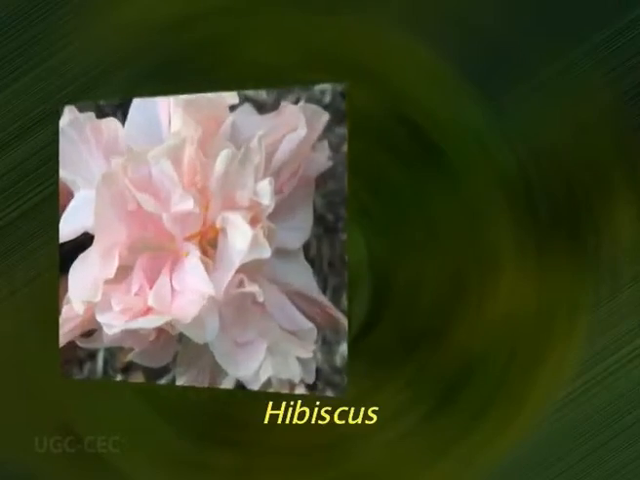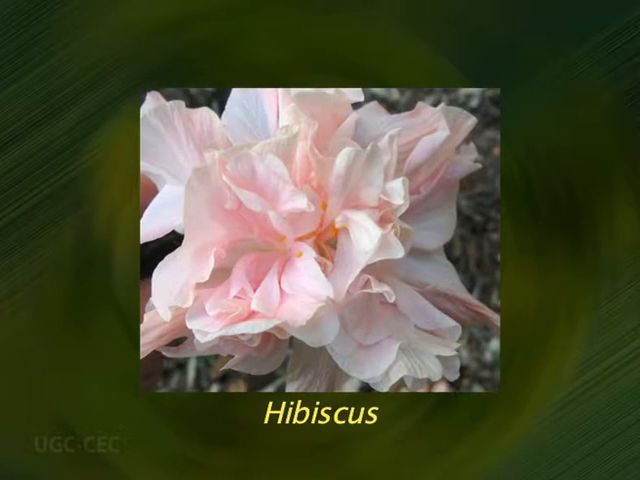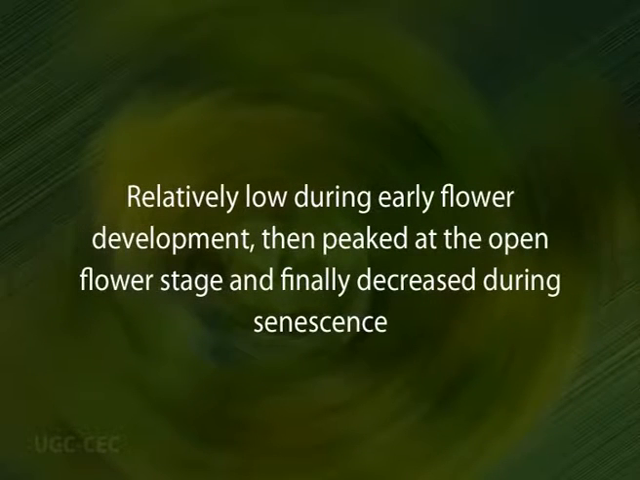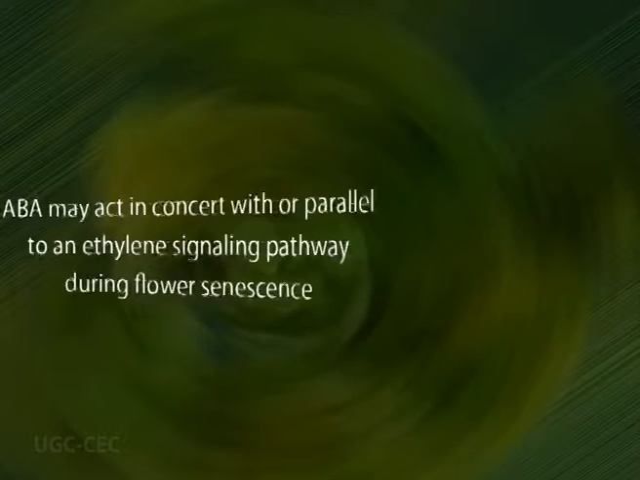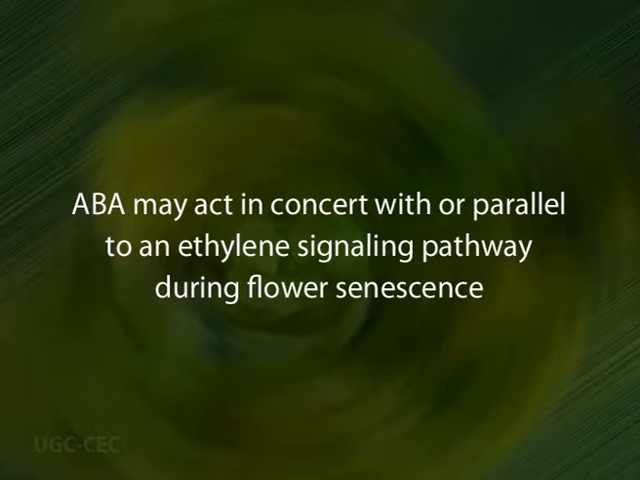The endogenous concentration of abscisic acid in Hibiscus rosa-sinensis during natural senescence was recently reported to be relatively low during early flower development, then peaked as the flower opens and finally decreased during senescence. Abscisic acid may act in concert with or parallel to an ethylene signaling pathway during flower senescence.